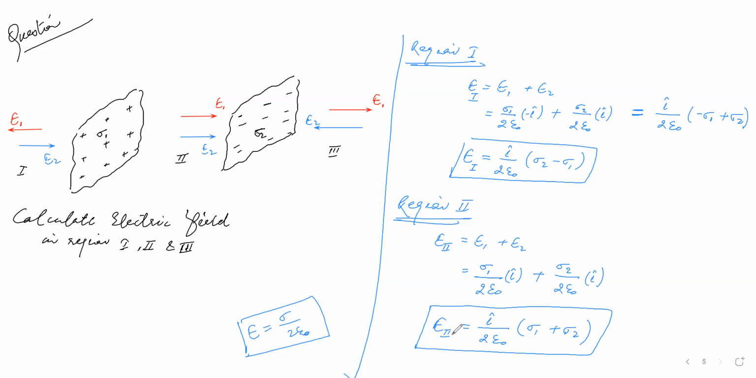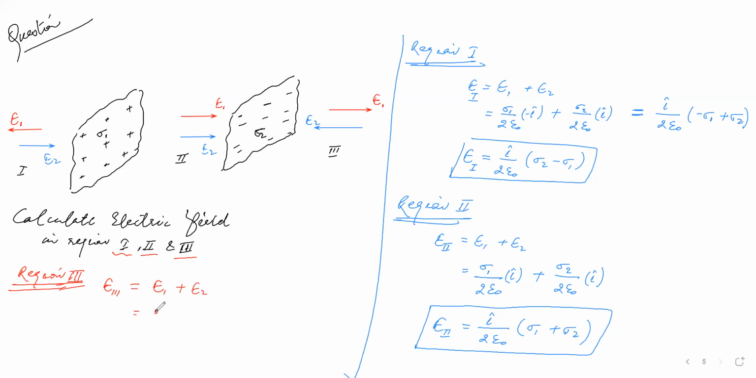Done, sir. Good. And now for region 3. Sir, will we add this up for region 3? No, there is no need to add all of them, because it is asking individually: region 1, region 2, and region 3. So E3 is equal to E1 plus E2.